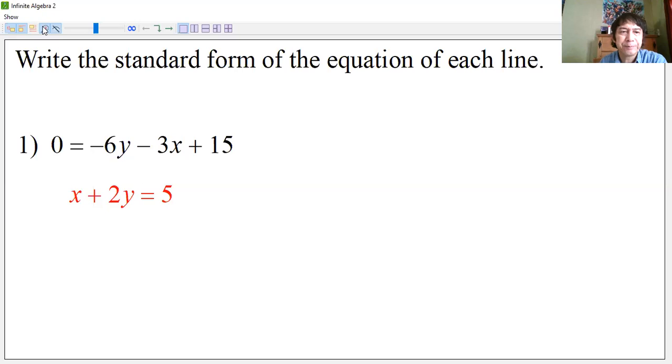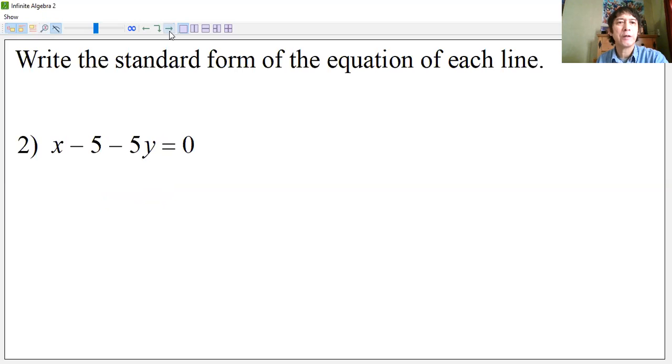That's the standard form. Let's now proceed to number 2. Let's have our second number. Here's the number 2 example, x minus 5 minus 5y equals 0. We shall do this in the other screen.